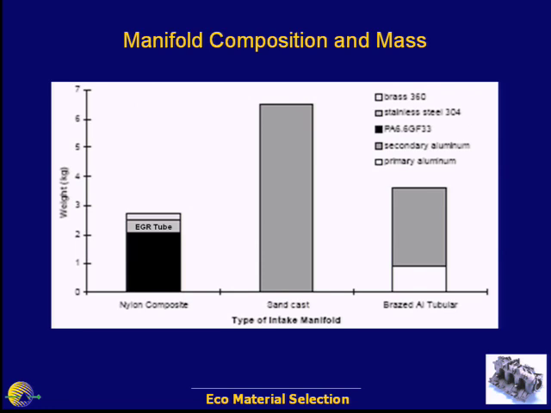Sand cast. This is secondary aluminum in the center. Okay, quite a bit higher mass here. Material isn't quite as strong, so one might not be surprised that the casting would have more material associated with it to make sure it can handle the pressures. The brazed aluminum tubular is a mixture of primary aluminum and secondary recycled. But I don't think I've used those terms before.